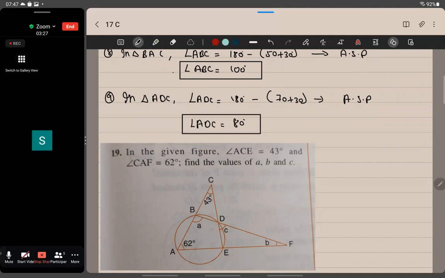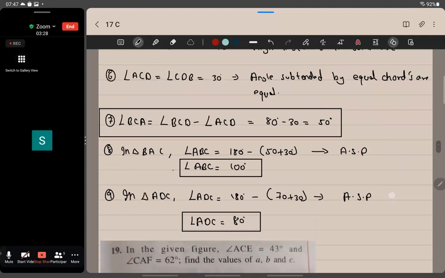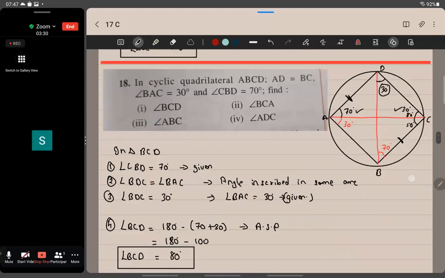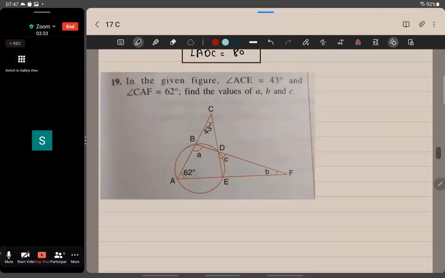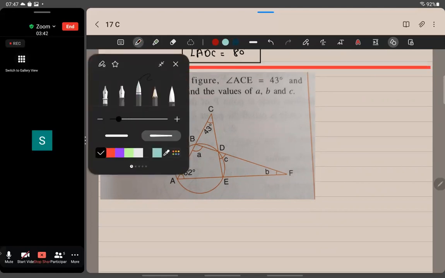Understood this? 18th one, very easy. Clear now, everyone? Yes, sir.